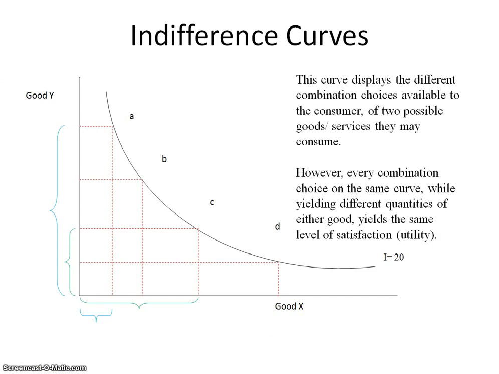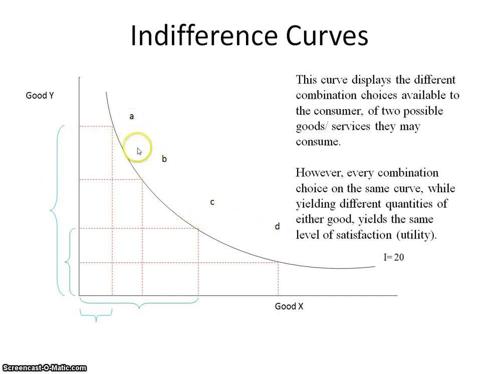And what we're simply saying is that as an individual, you would have multiple options, multiple combination choices between good Y and good X in terms of how much of good Y you would desire and how much of good X you would desire. So in the indifference curve analysis, the y-axis here represents the quantity of units of good Y that can be chosen by the consumer. And on the x-axis, we have good X, the quantity of units of good X that could be chosen by the consumer.